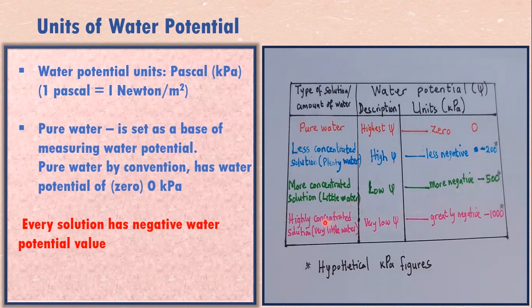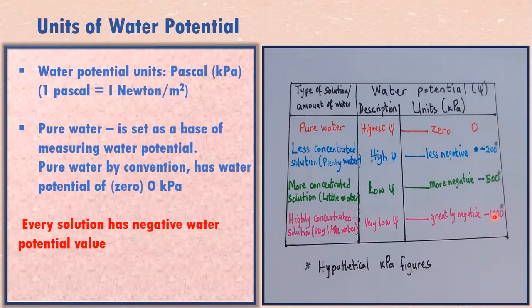Now you have a highly concentrated solution. It means it has very little amount of water molecules. So we have low water potential, and the value is greatly negative, like as we have put as this.